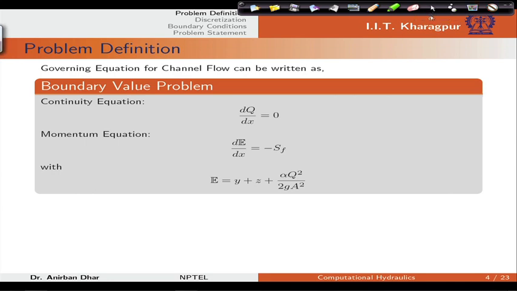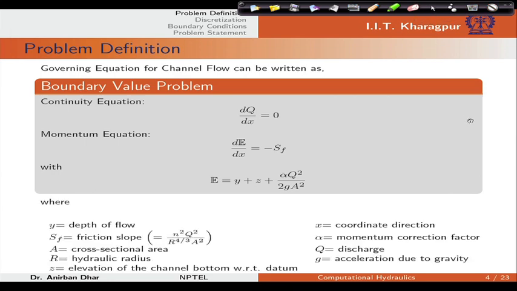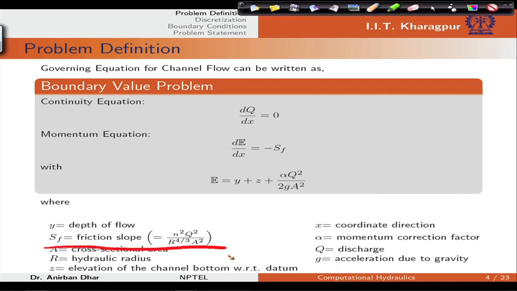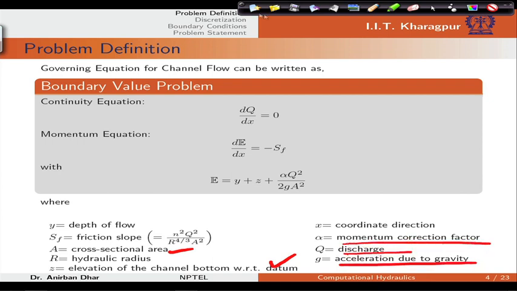Now, in this case these are the terms: y is flow depth, SF is the friction slope. We can get this one from this expression where n is Manning's roughness, R is hydraulic radius, A is the cross sectional area in this case, and z is the elevation of the channel bottom with respect to datum, alpha is the momentum correction factor, Q is discharge, g is acceleration due to gravity.